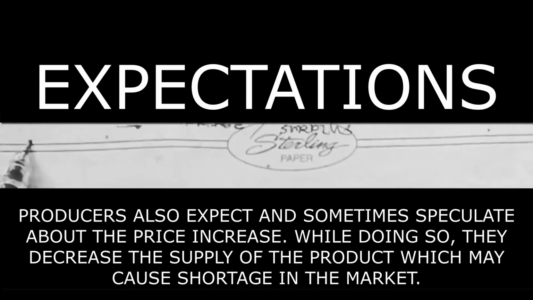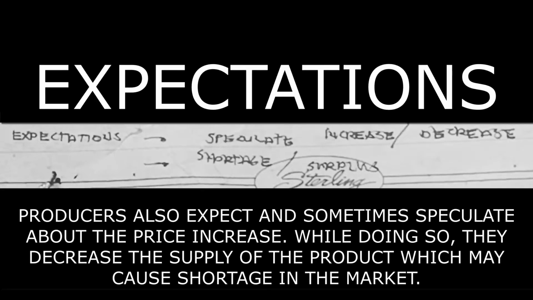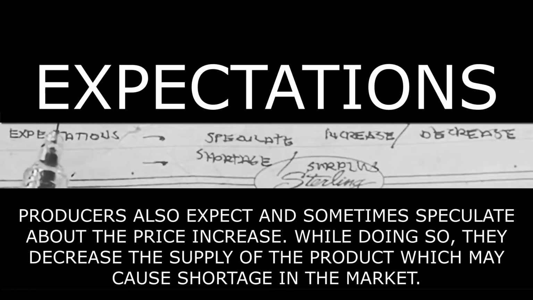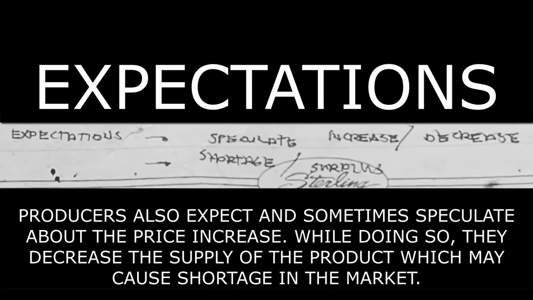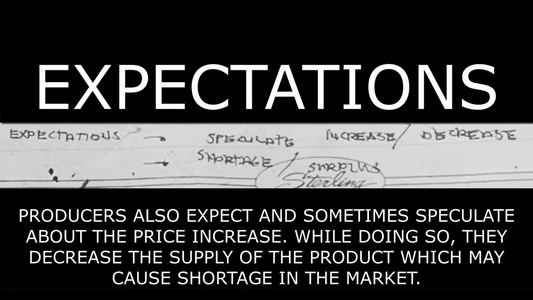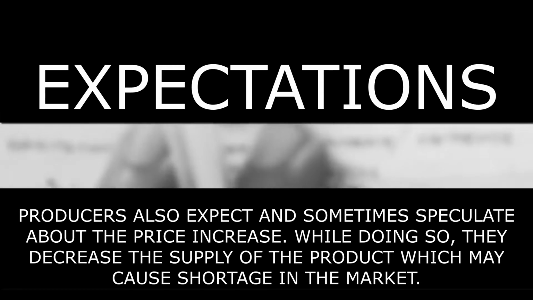Next is expectations. Producers also expect and sometimes speculate about the price increase. While doing so, they decrease the supply of the product, which may cause shortage in the market. So by speculating, they are going to decrease the supply of the product. Then we will experience what they call shortage.